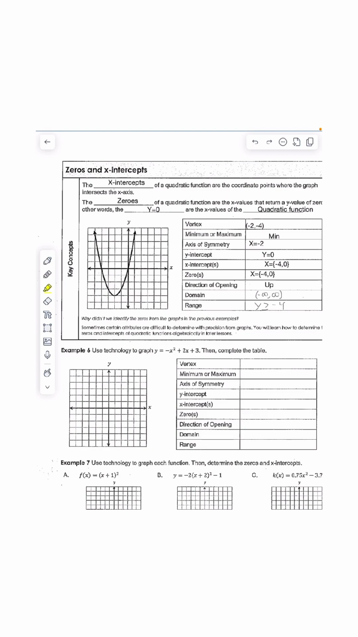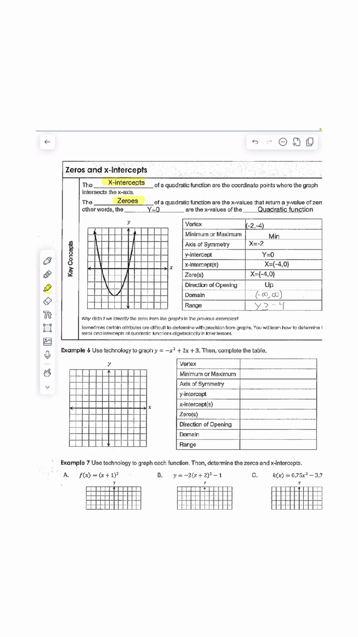All right, so I already wrote this part as well. We're now going to talk about the zeros and x-intercepts. We already talked about this in chapter 8, so this is just a basic review. The x-intercepts of a quadratic function are the coordinate points where the graph hits the x-axis. The zeros are basically the same thing: the x values of a quadratic function that return a y value of 0. In other words, when y equals 0, those are the x values of the quadratic function.